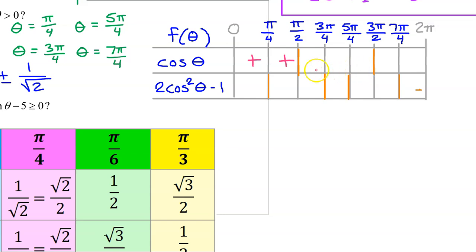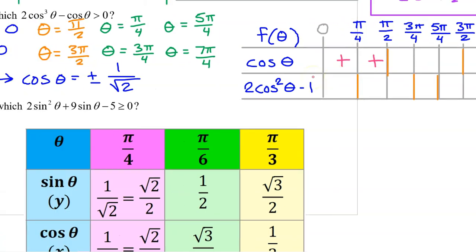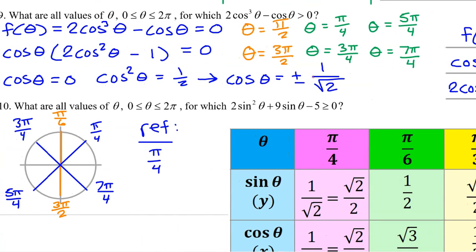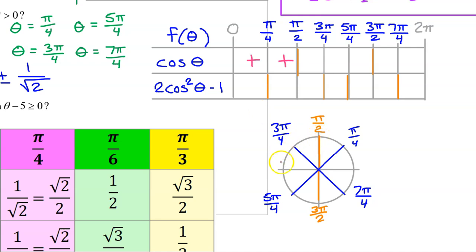How about on the interval between pi over 2 and 3 pi over 2? Let's look at my little circle. In fact, I'm going to copy this over. Between pi over 2 and 3 pi over 2, a good value to use would be pi. The cosine of pi is negative 1 because that's the x value. So that tells me that cosine will be negative on this interval.